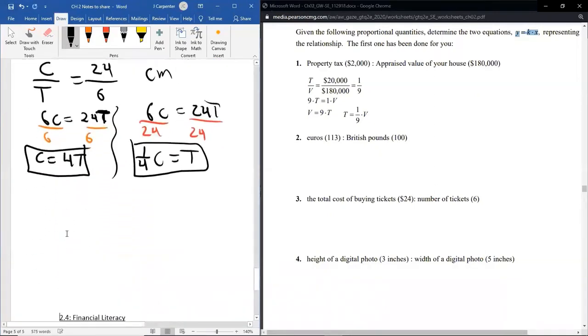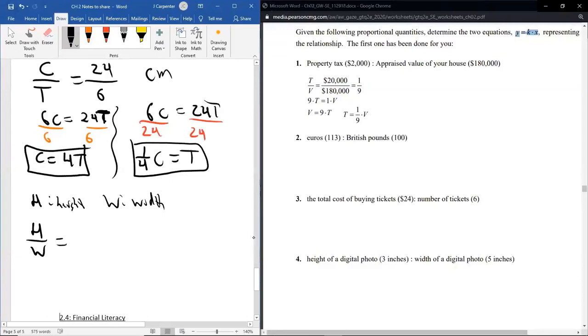Finally, height of a digital photo in comparison to the width of a digital photo. So let's go H for height, and let's go W for width. See, I'm not using Y and X here because I have more appropriate letters, just better letter choices. I still could use Y and X. I could call Y the height and X the width, and then I go Y over X instead of H over W. It's your choice. Now, my math lab might tell you what letters to use, so pay attention. All right, so height over width, or width over height as long as you're consistent.